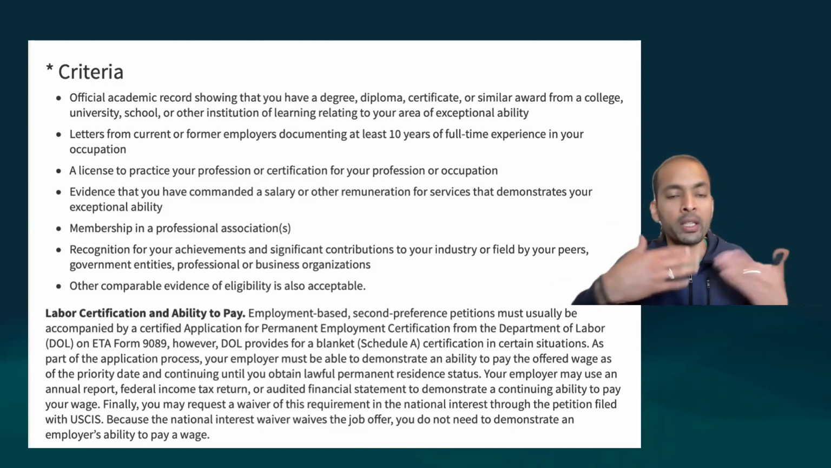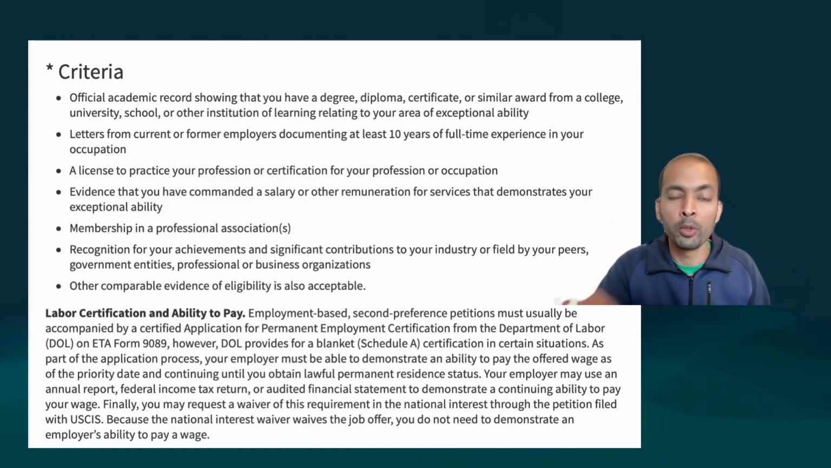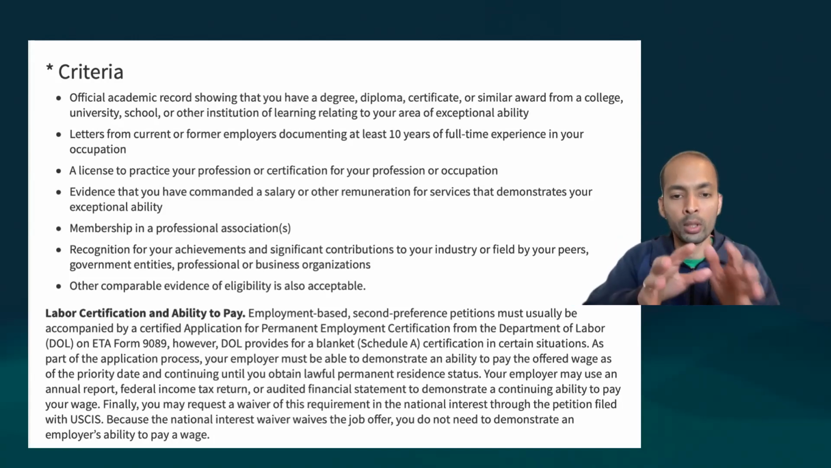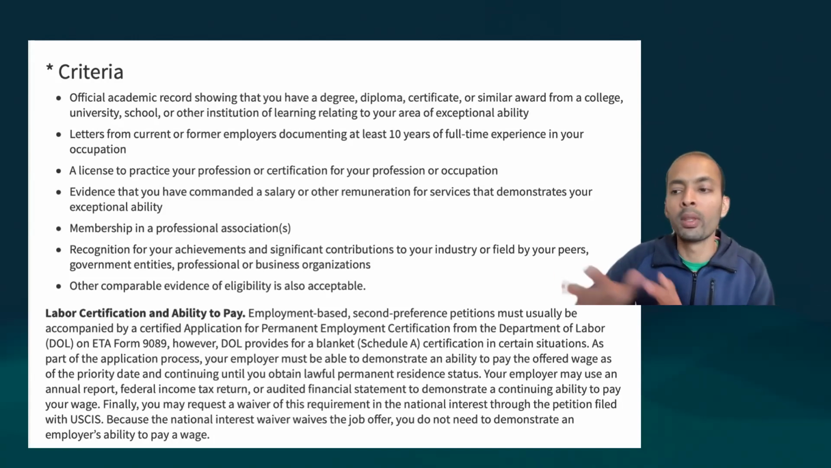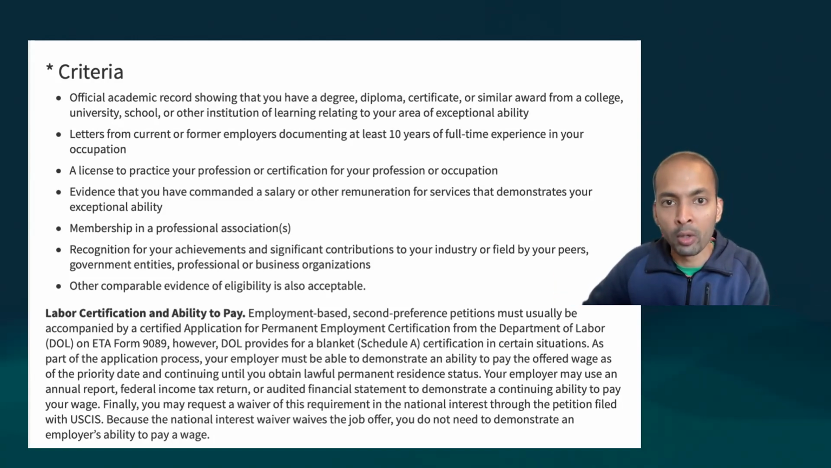For example, underserved areas and so on. But usually they have a commitment. So you can either apply for EB2 with a labor certification, or you can apply for an EB2 with a national interest waiver of the labor certification. Okay.